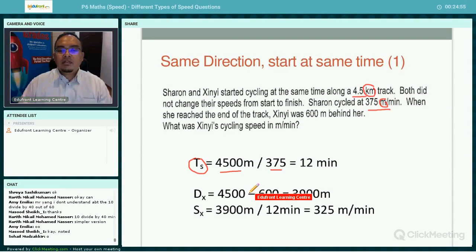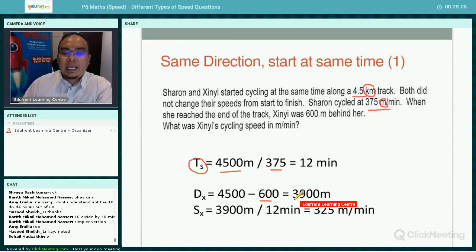All right, now what about Singi? Since Singi was 600 meters behind, when Sharon had completed the race, Singi was at the 3,900 meters mark. So when Sharon has reached the finishing point, Singi has only cycled 3,900 meters. How do I get 3,900? 4,500 minus 600.